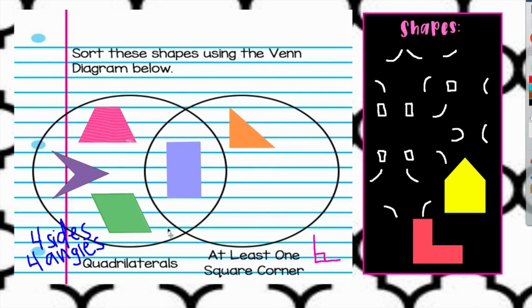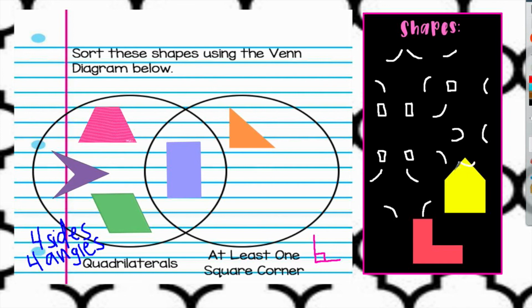All right, guys, 2 more shapes to go. Let's move on to our next shape. The next shape that we see is a pentagon. Let's see how many sides a pentagon has. 1, 2, 3, 4, and 5. Let's see how many angles a pentagon has. 1, 2, 3, 4, and 5. So because a pentagon has 5 sides and 5 angles, I'm unable to put it in the quadrilateral side of my Venn diagram. Let's see if this shape has any square corners.